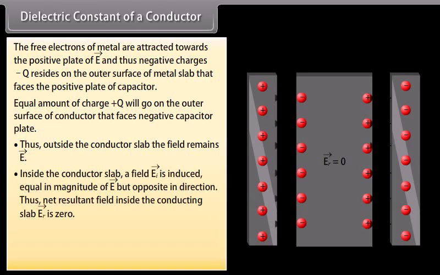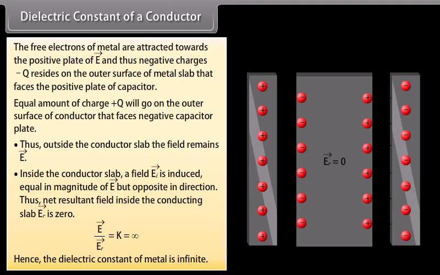Inside the conductor slab, a field E I is induced, equal in magnitude to E but opposite in direction. Thus, the net resultant field inside the conducting slab, E R, is 0. It gives E upon E R is equal to K, which is equal to infinity. Hence, the dielectric constant of metal is infinite.